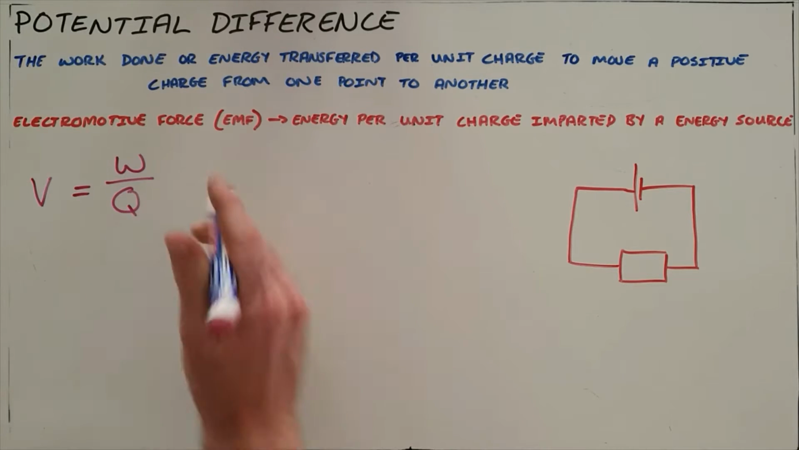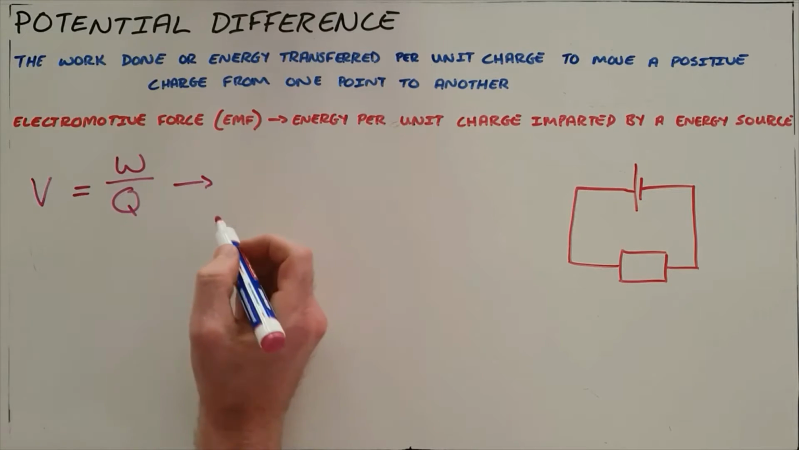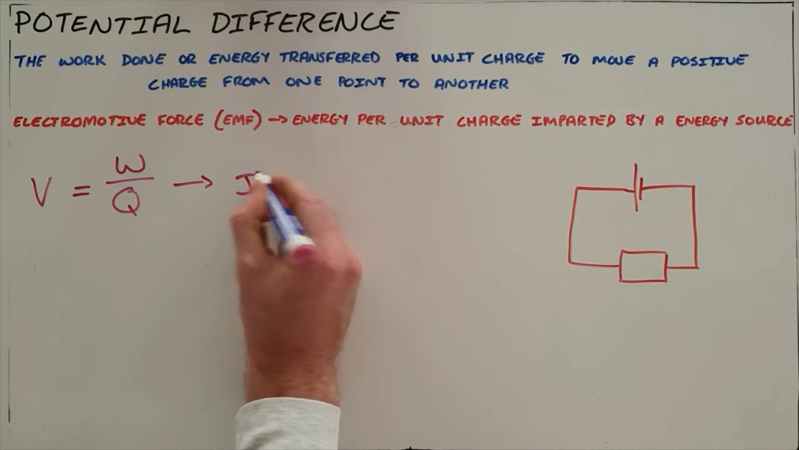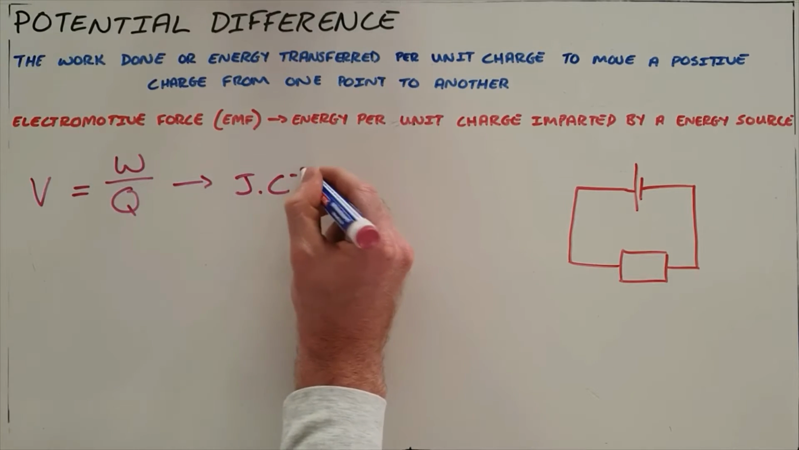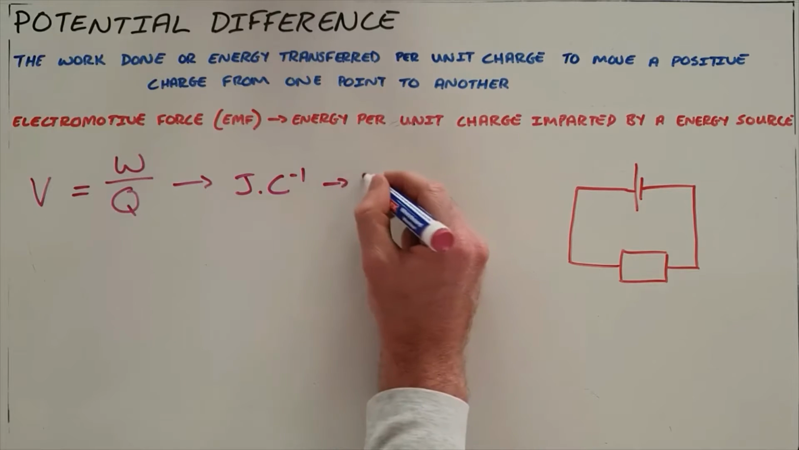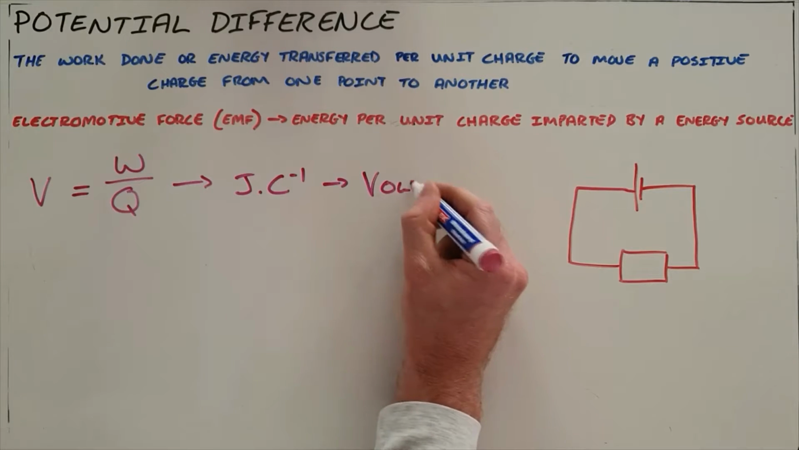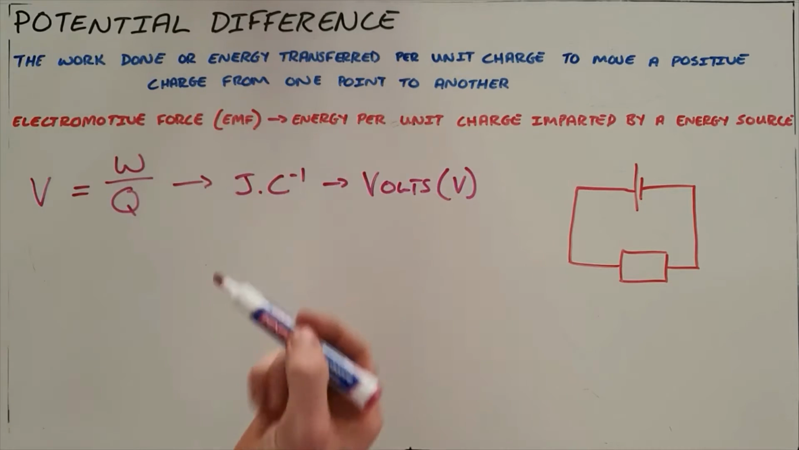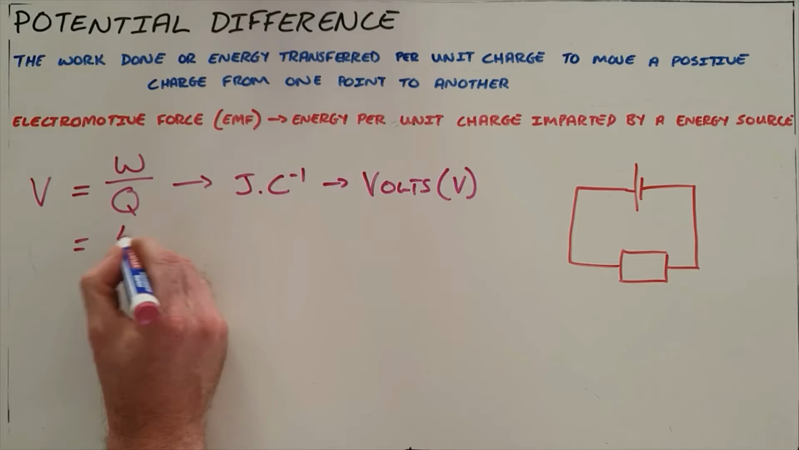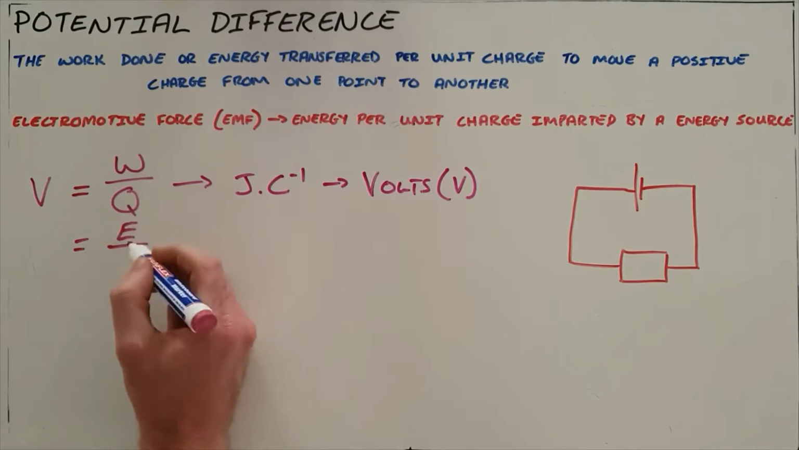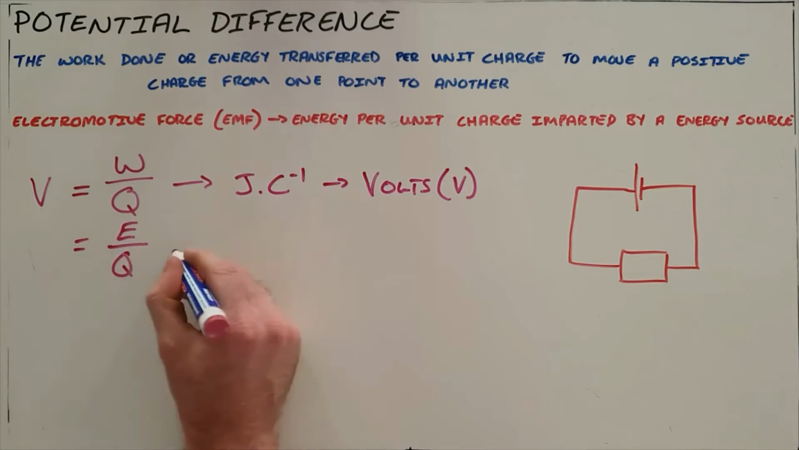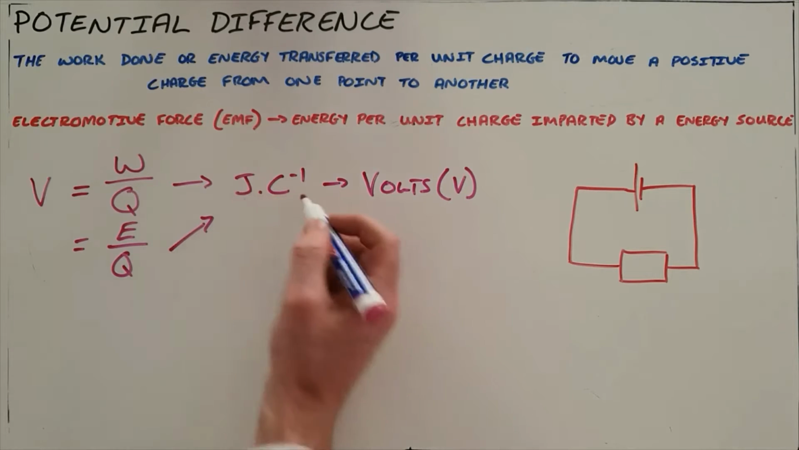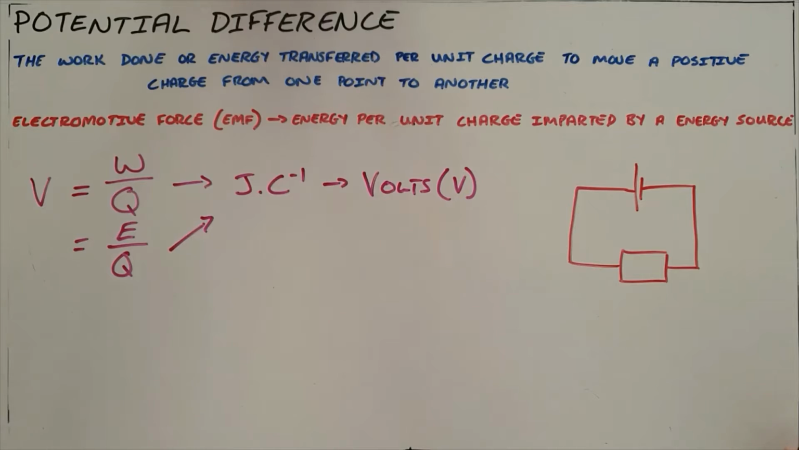We can also see that since work is measured in joules and charge is measured in coulombs, the units here would be joules per coulomb, which we also call volts, or abbreviate V. Note here that work done and energy transferred are interchangeable in this case, so the formula can either be W over Q or also E over Q, but both of them still give rise to joules per coulomb, which is then measured in volts.